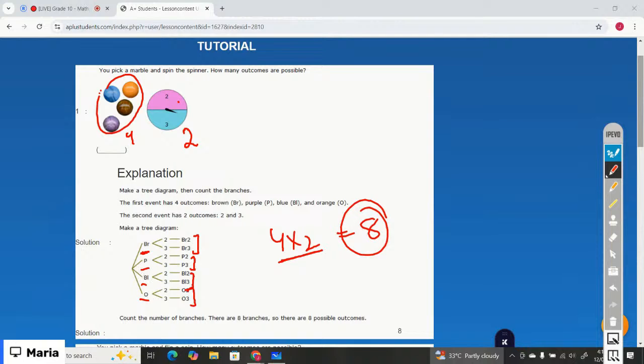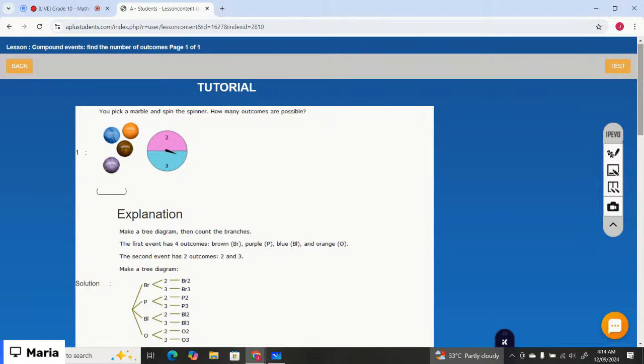So that means when we're working on compound events, you can calculate the possible outcomes by multiplying the outcomes of each event, right? Let's just start with the test questions.